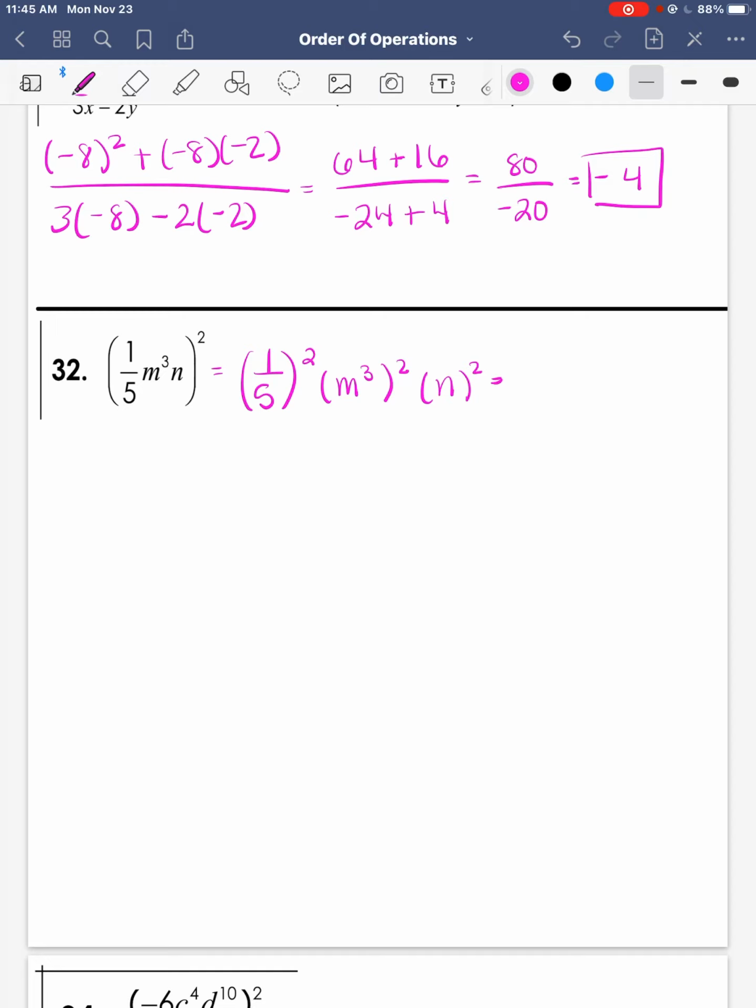Okay? So, 1 squared is 1. 5 squared is 25. Remember, it goes to everyone. Now, it will be m to the 6th power because 3 times 2 is 6. As well as 1 times 2 is 2. So it's going to be n to the 2nd power. Okay? That's your answer.